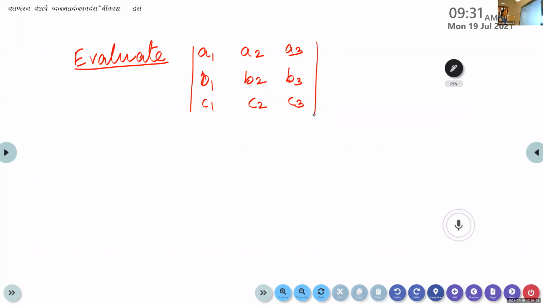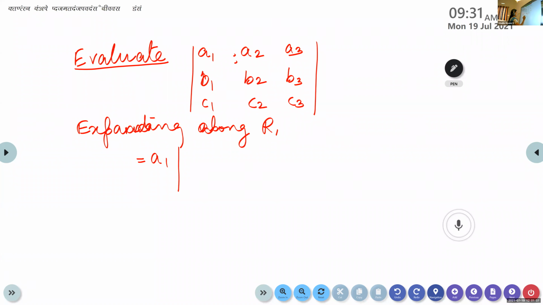How to do this? A1, A2, A3, B1, B2, B3, C1, C2, C3. How will you do this? Listen, suppose I am expanding along the first row, R1. R1 means first row. Listen, children. A1, we take the first element. A1 into, leave that row and column. So we'll get a 2 by 2 determinant.